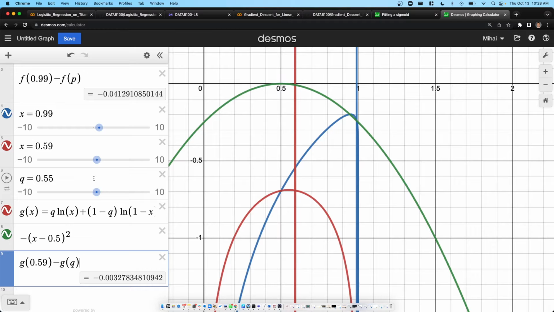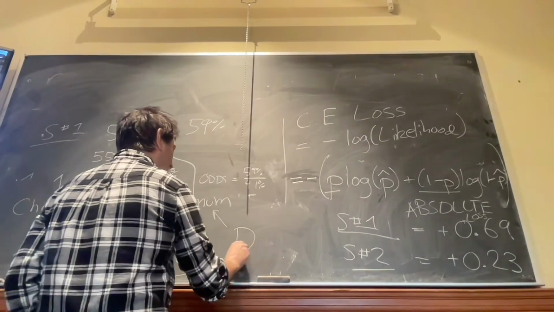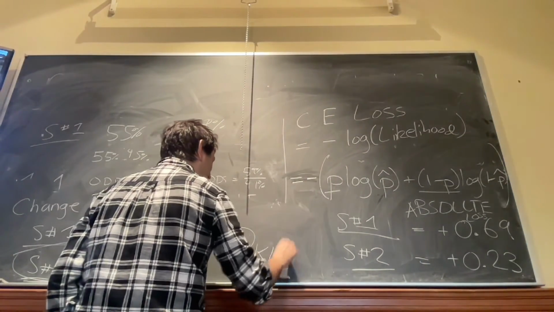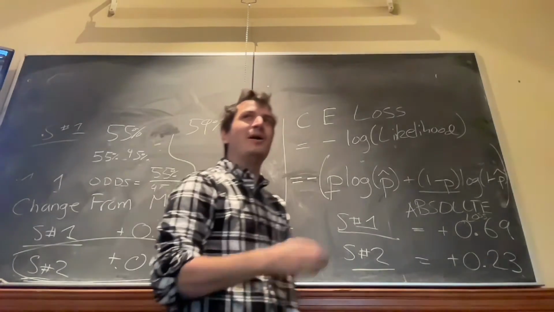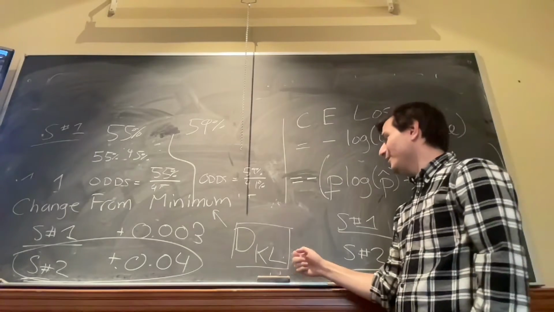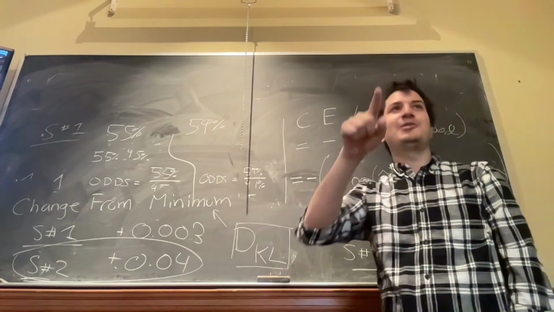So this is the relative. For people who've seen some machine learning stuff, this appears sometimes, this is called the Kullback-Leibler divergence, the DKL, is the difference between the minimum. So it's the loss minus its absolute minimum. We might do some stuff with this later on in the course. There was a question at the back?